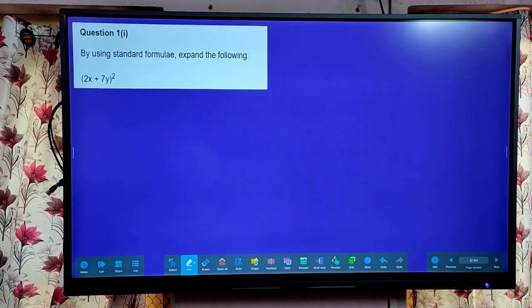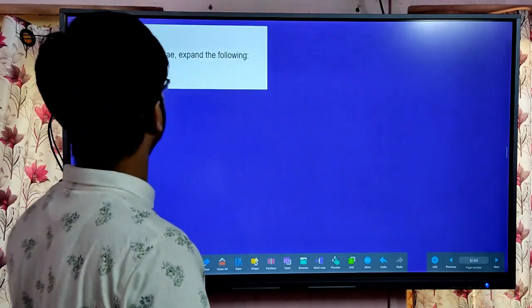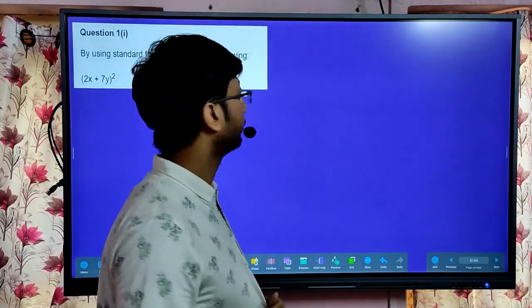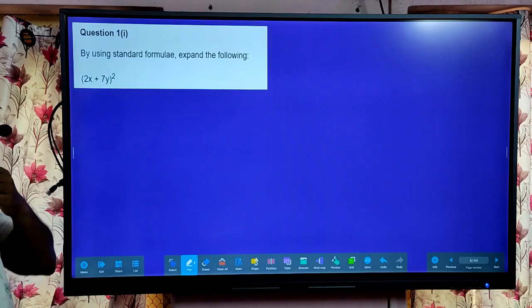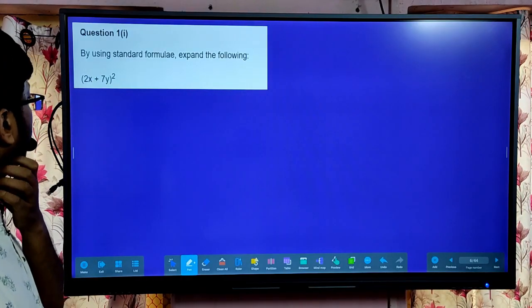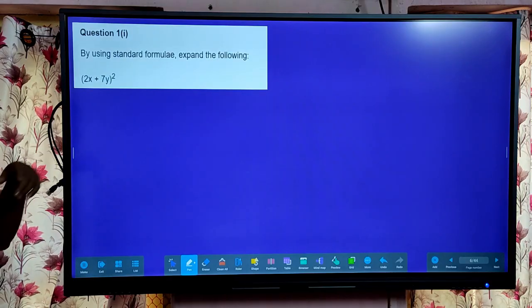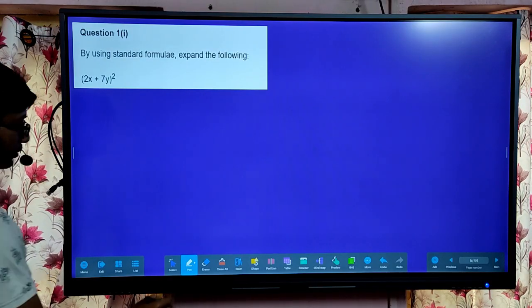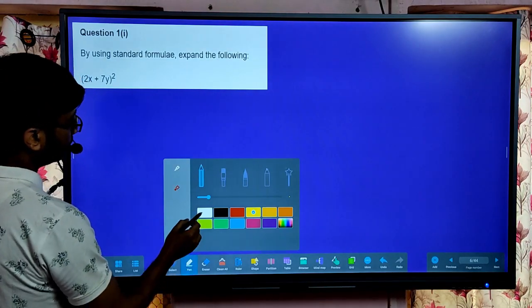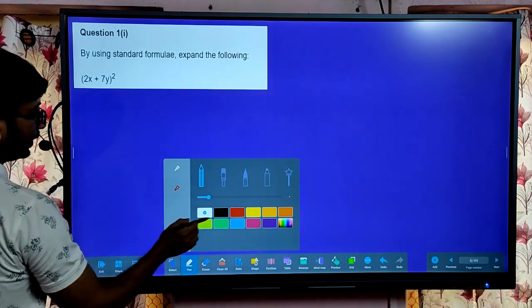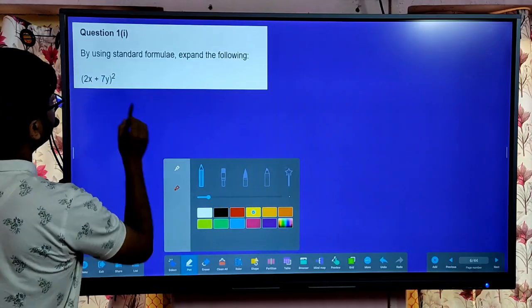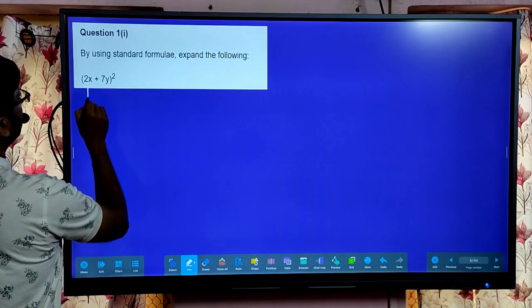So let us move on to the first exercise of this chapter. By using standard formula, expand the following. It is given (2x + 7y) whole square. So you can see we will apply the formula (a + b) whole square, where this 2x will be equal to a.